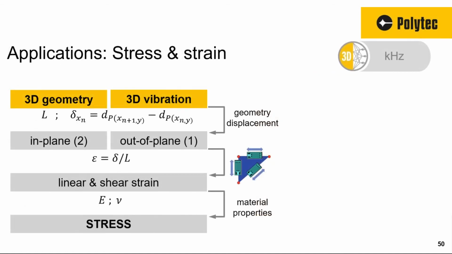So how is the measurement done? It's a combination of measurement and post-processing. You need a 3D geometry, you need a 3D vibration vector, and you get the in-plane and the out-of-plane vibration. From that you can calculate epsilon, the strain values, which is the elongation over the base length. Then you can calculate linear strains, and if you have the material parameters available, like the Young's modulus and the Poisson ratio, you can also calculate stresses.